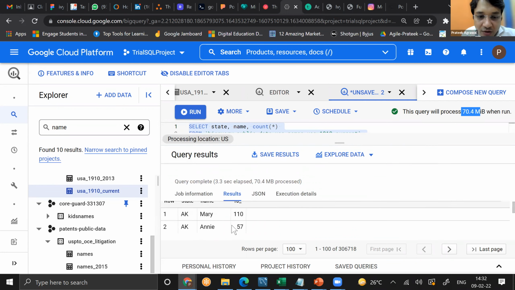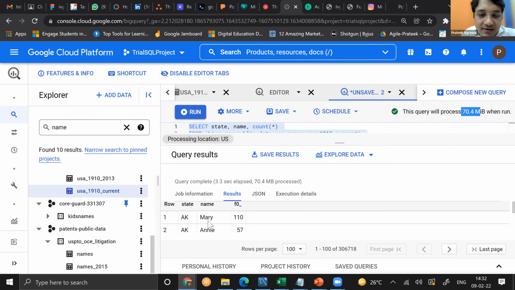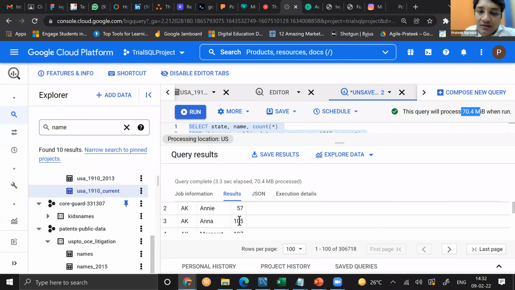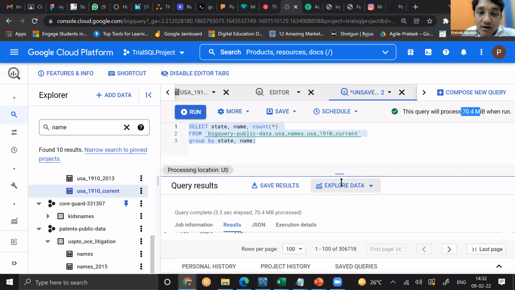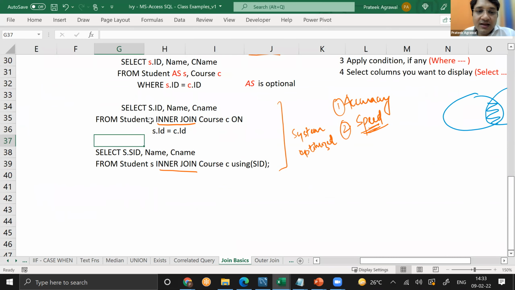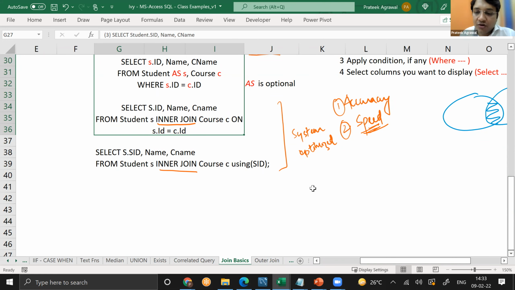So if you notice, this is the data that we got: Mary 100 times in Arkansas, Annie how many times, Anna how many times, and so on and so forth. Do you understand? That's the main benefit of using SQL, that you can run queries on very large data, provided you have access to such fast servers and fast processors. So that's when it becomes important to be careful about speed, and that's why among all these three methods, I would say try to stick to the inner join method, which is most commonly used, instead of this particular method.